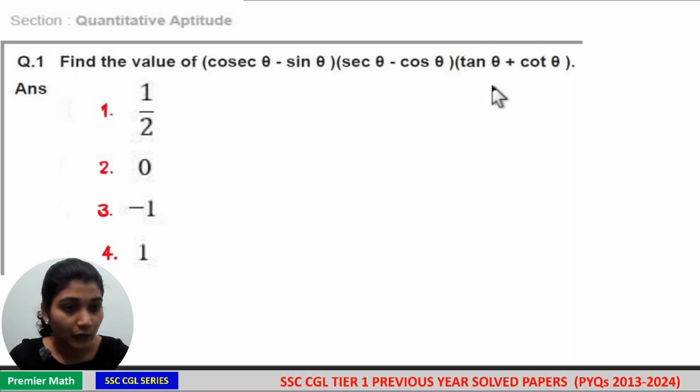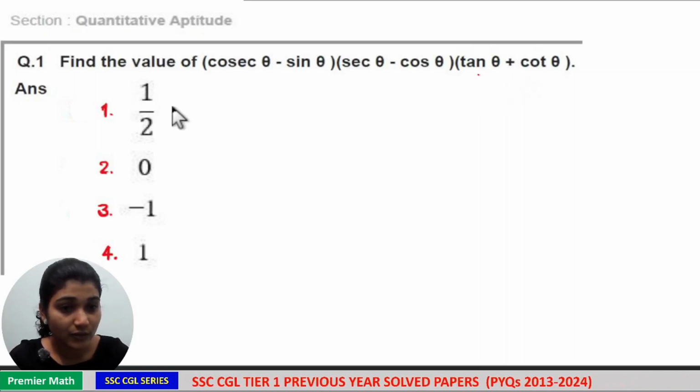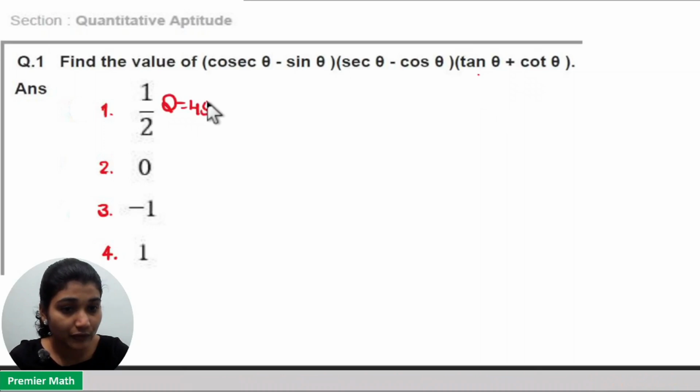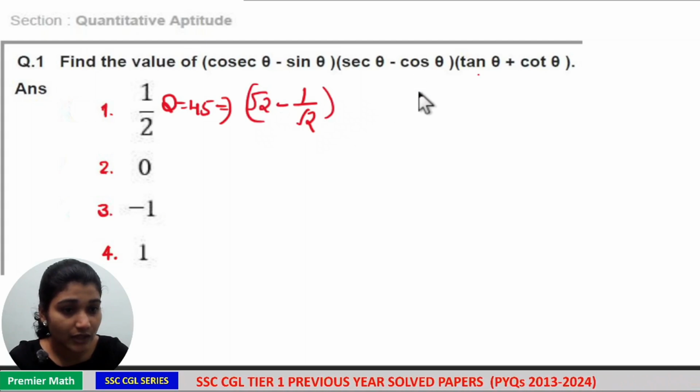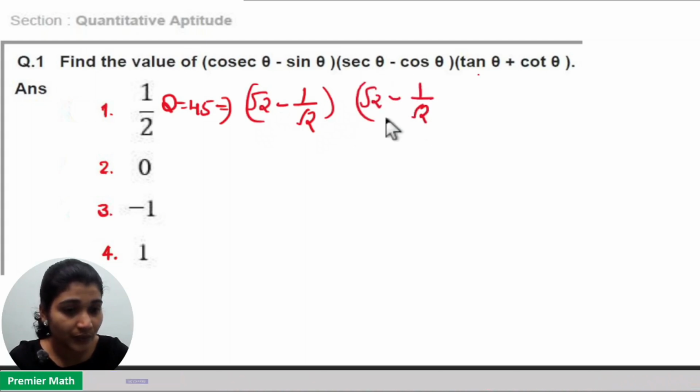Find the value of the following. Here we have tan theta and cot theta. So put the value of theta as 45 for faster calculation. Here cosec 45 is the inverse of sin 45. Sin 45 is equal to 1 by root 2. Then cosec 45 is root 2. So here root 2 minus 1 by root 2. Same way cos 45 is 1 by root 2. Then sec 45 is root 2.